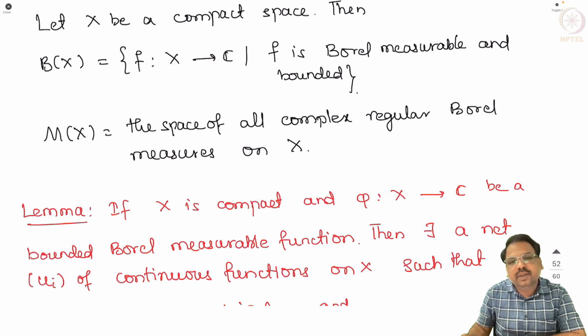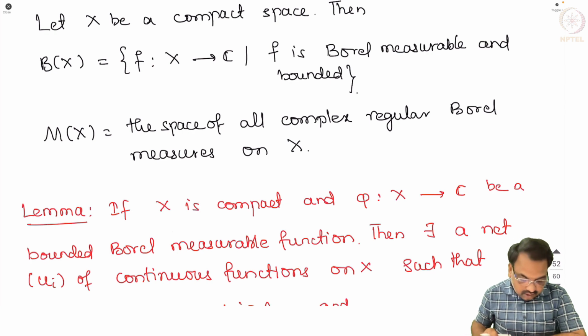If X is a compact space, then B(X) denotes the set of all functions from X into C, where f is bounded and Borel, and M(X) denotes the space of all complex regular Borel measures defined on X.